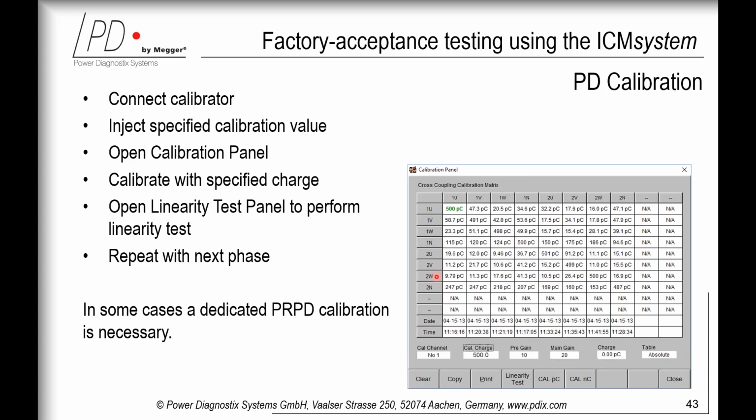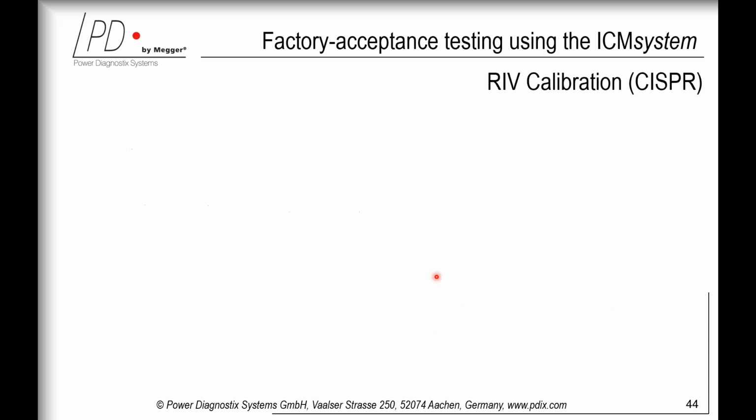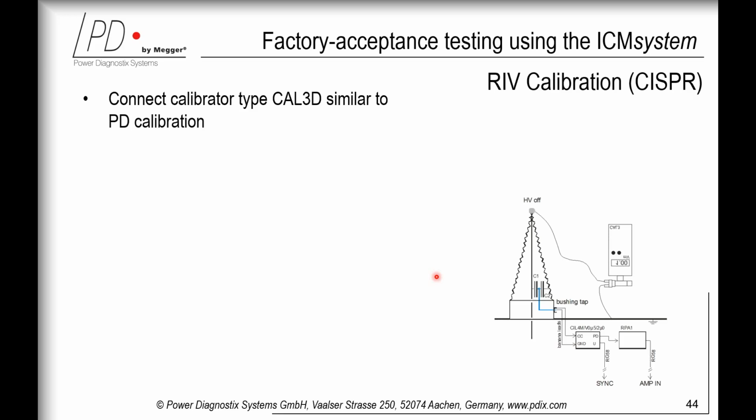So this is basically the PD calibration. Now let's go with the RIV calibration. Here we will start with the CISPR compliant calibration, since this is executed nearly the same way as the PD calibration. However, instead of a pulse, a sine wave with a specified frequency is injected.